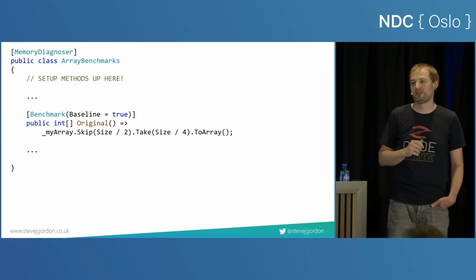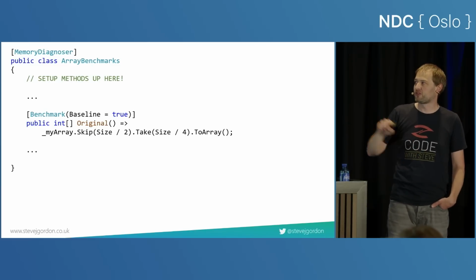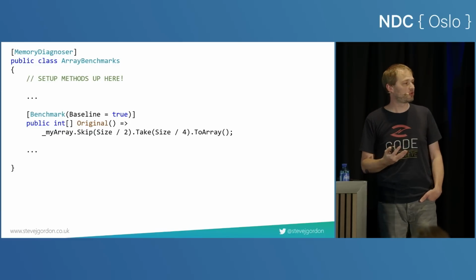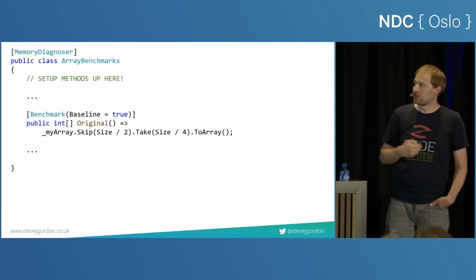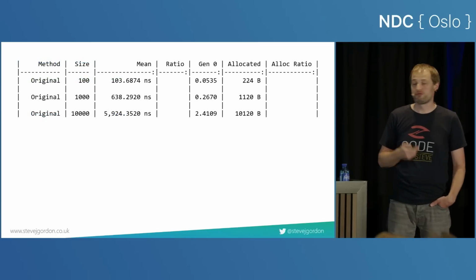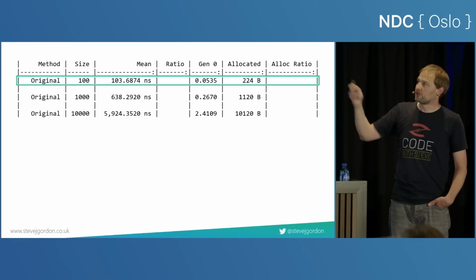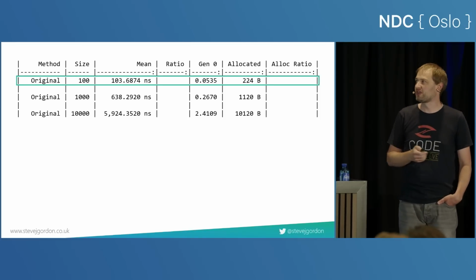We're just testing that LINQ code that we had. The only difference from the last example is that we now have this Baseline equals true set on there, which says this is our starting point. So all other benchmark measurements will be benchmarked against this. And so when we run this, we get 3 results this time, 1 for each of those different sizes. And we can see that, okay, it's about 100 nanoseconds on 100 elements, and we allocated 224 bytes.